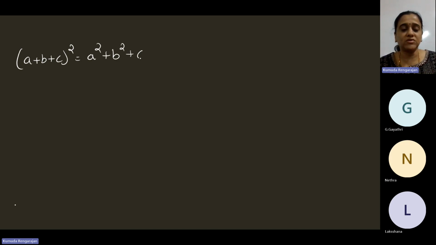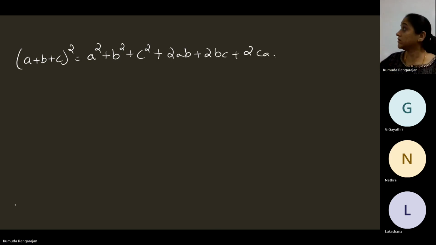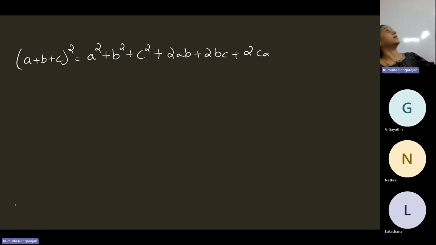All right. So today we're going to understand how and where algebraic identities are used. Let me just write one algebraic identity to explain. Now we know that a plus b plus c the whole squared is equal to a squared plus b squared plus c squared plus 2ab plus 2bc plus 2ca, right?